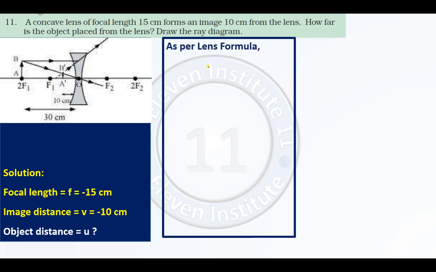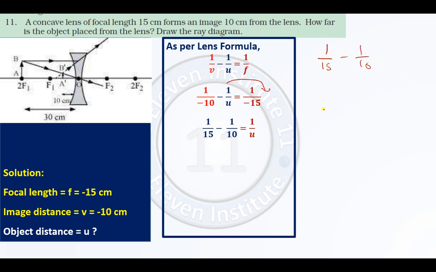As per the lens formula, 1 upon v minus 1 upon u is 1 upon f. We want to find u over here. We will put the values of v and f. Minus 1 upon 10 will go to the other side. It will become plus 1 upon 10. Or in case you don't want to do that, minus 1 upon u will go over here. It will become positive. 1 upon minus 15 will come over here. It will become positive. Now 1 upon 15 minus 1 upon 10 I will solve over here.